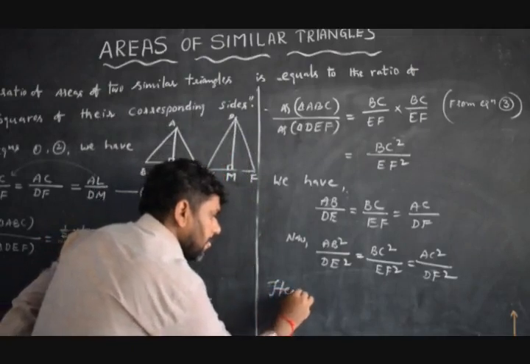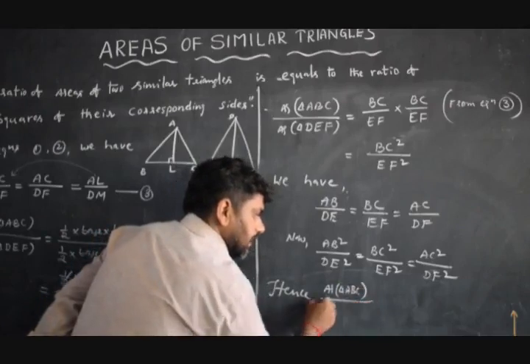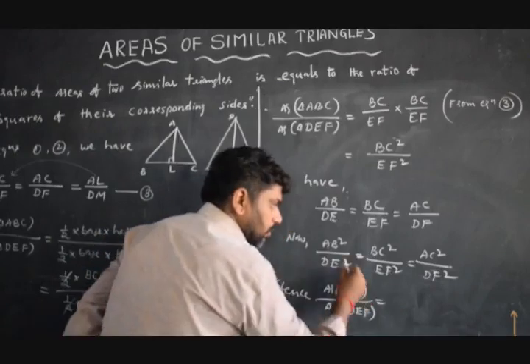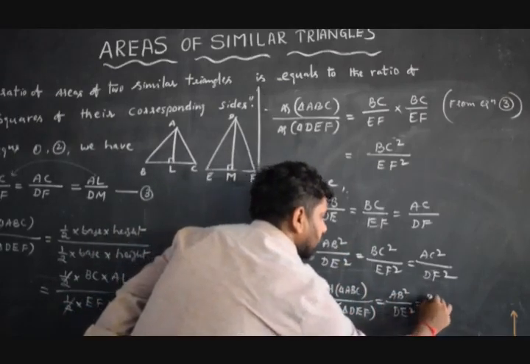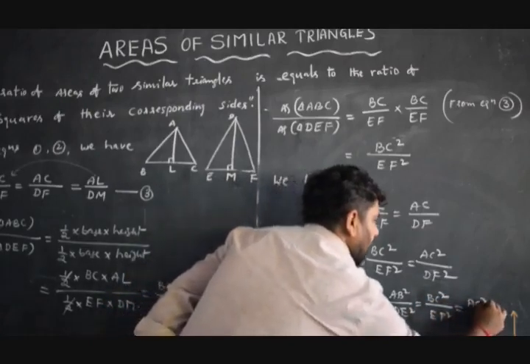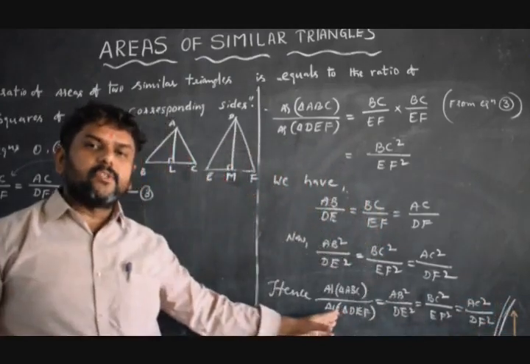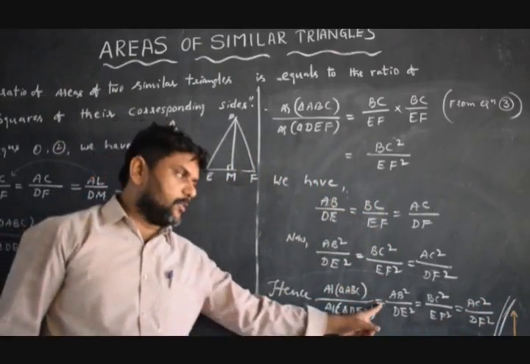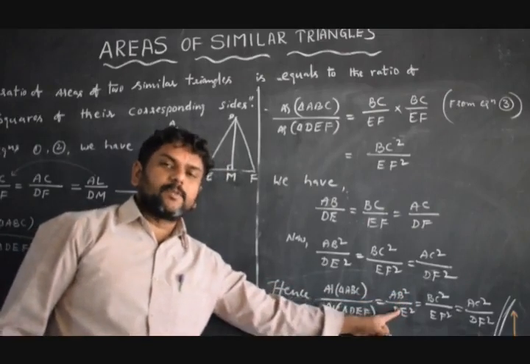Hence, area of triangle ABC by area of triangle DEF is equal to AB square by DE square, BC square by EF square, AC square by DF square. Therefore, from this you can say that the ratio of areas of two similar triangles is equal to the ratio of squares of their corresponding sides.